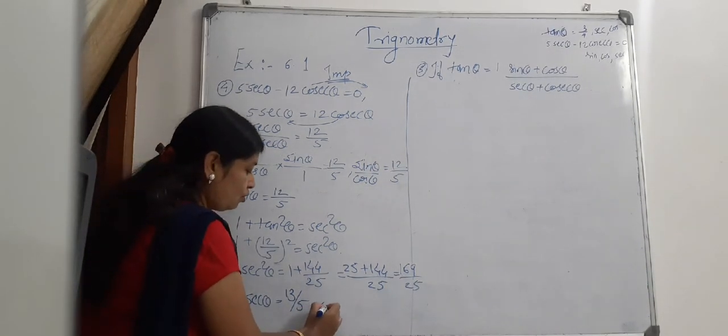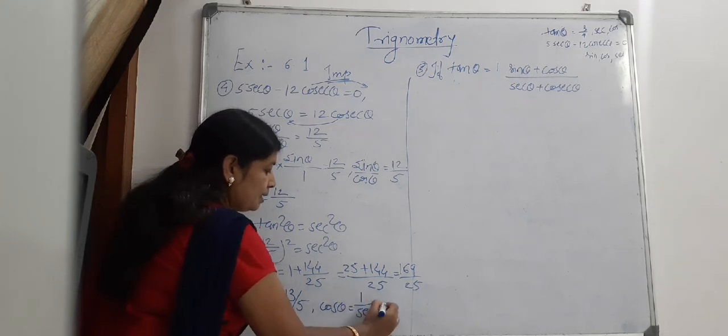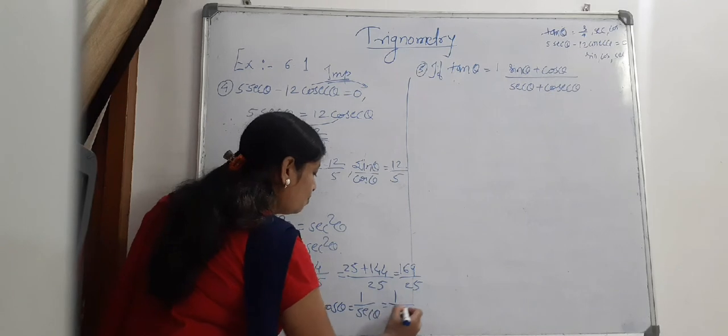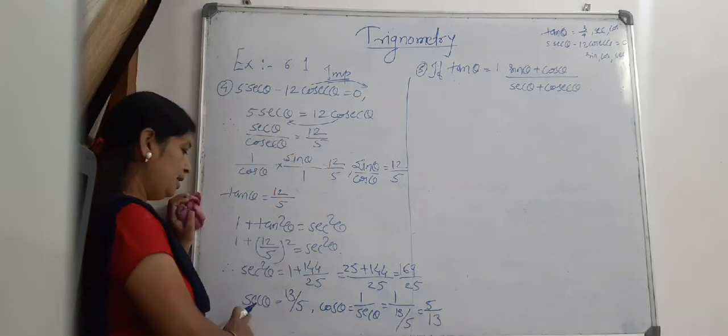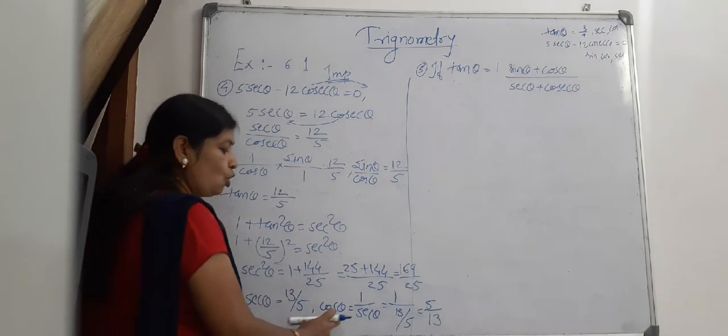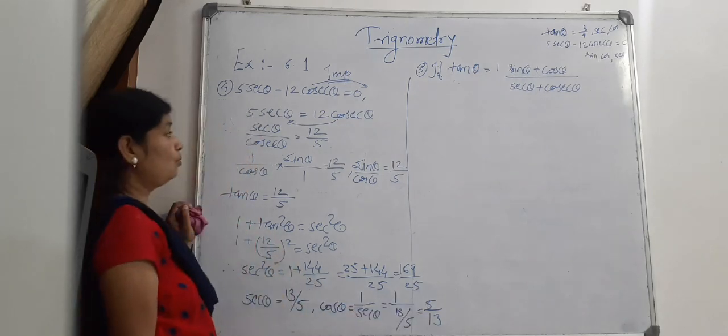Now if you know sec, you can find the cos. What is the formula for cos? Cos theta is equal to 1 upon sec. Now 1 upon sec means 1 upon 13 upon 5, so what is your answer? 5 upon 13. If sec is 13 upon 5, cos is 1 upon sec, means 1 upon 13 upon 5. What you get? 5 upon 13.